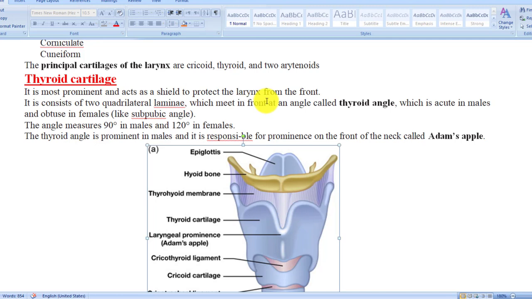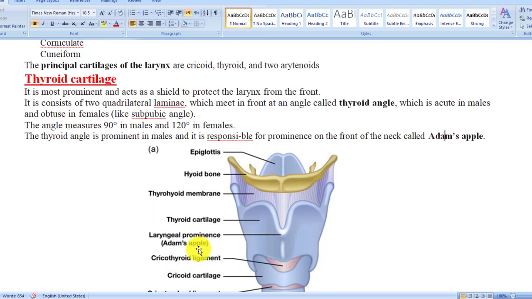So if you touch your neck anteriorly, at the region of the thyroid gland, you will find a prominence, an elevated region. This is actually the laryngeal prominence, or it's called the Adam's apple. Right, Adam's apple, we can touch it. I'm talking about this part, right?